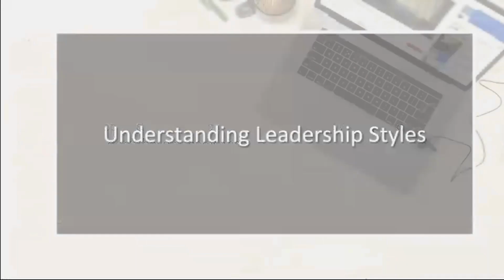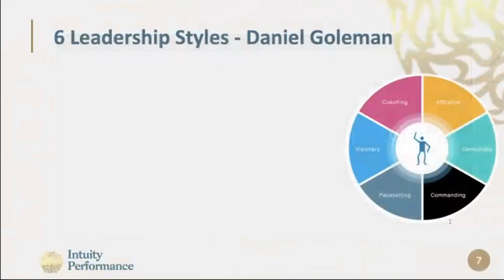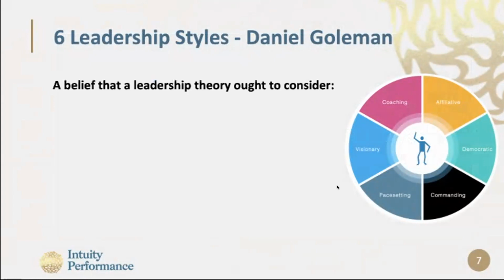And we're going to look at understanding leadership styles. So we know that there are 27 different leadership theories out there, and only the most recent identify the need to consider the softer human skills, and one of which is the trailblazer of emotional intelligence and leadership, Daniel Goleman's 6 leadership styles. So we're going to review his leadership theory and the 6 styles.